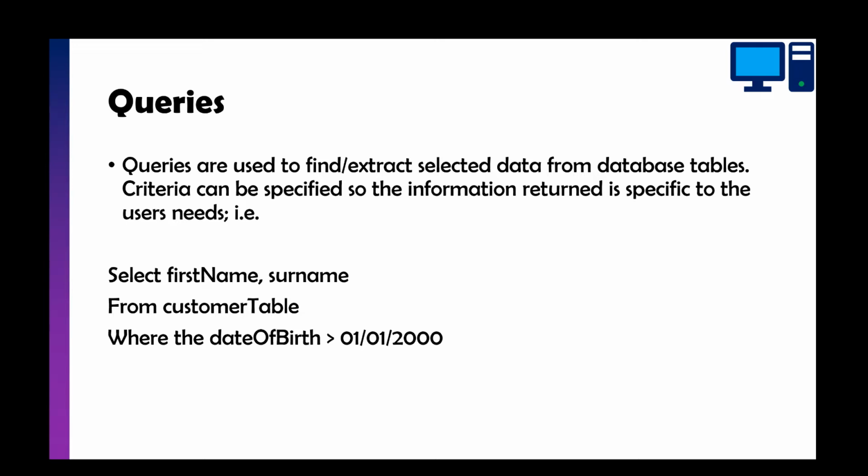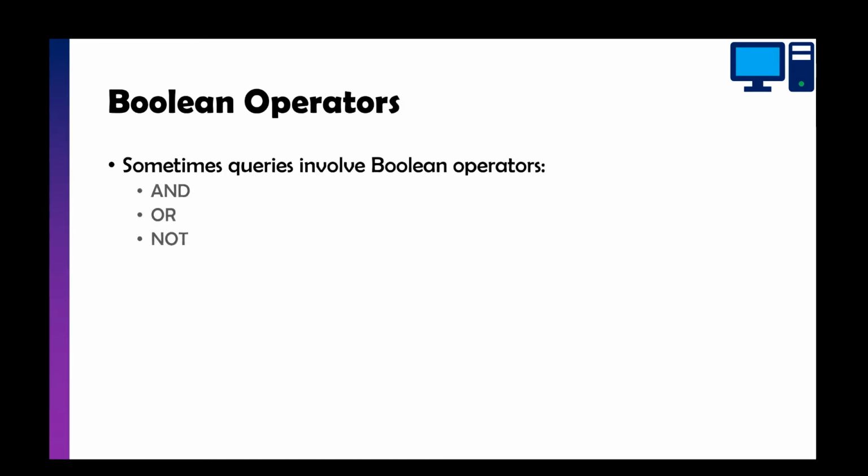Now queries are what we use to find or extract data from a database table. Now we can pretty much specify any criteria we want. So here's an example here which says select the first name and surname from the customer table where the date of birth is before the 1st of January 2000. Now that is a little bit like SQL, which we'll talk about later in the video, but that's a query. That's saying it's going to get that information for everybody before that date. It's almost like a question we give the computer.